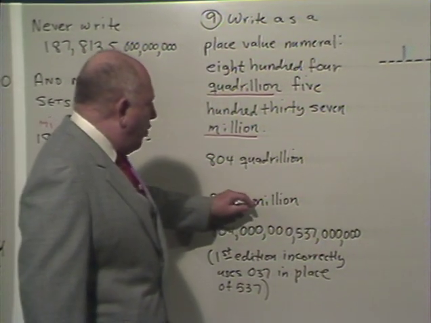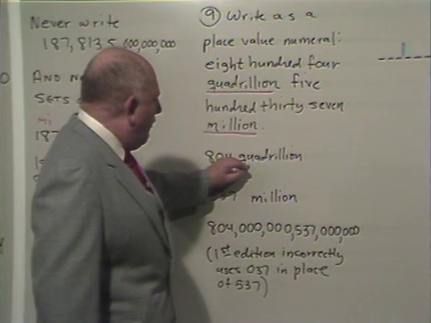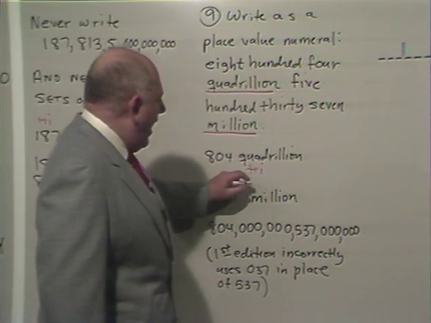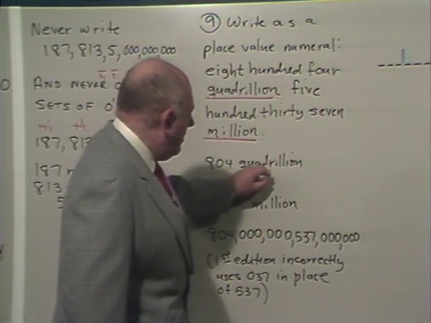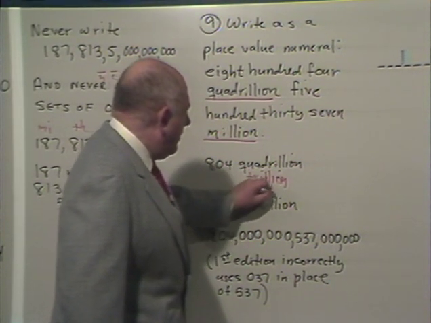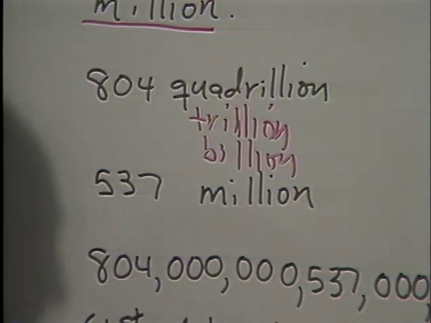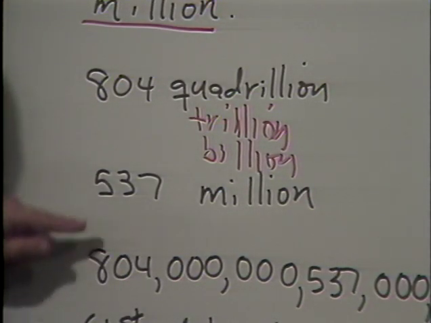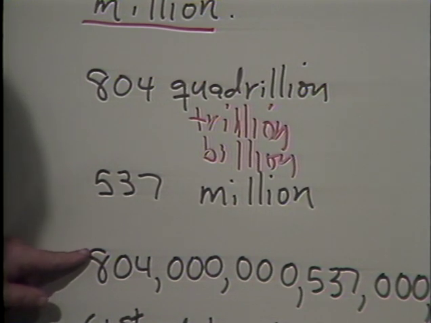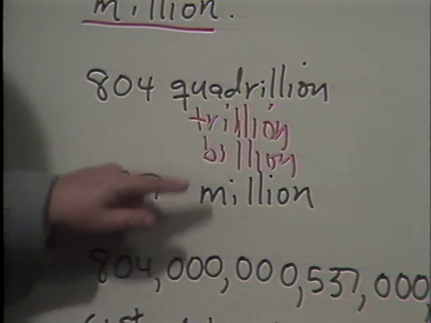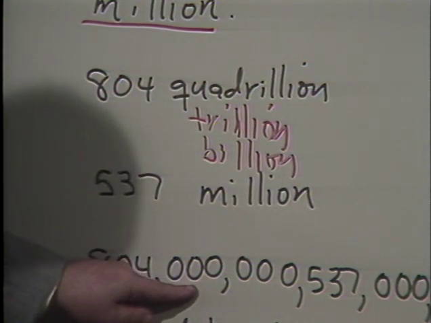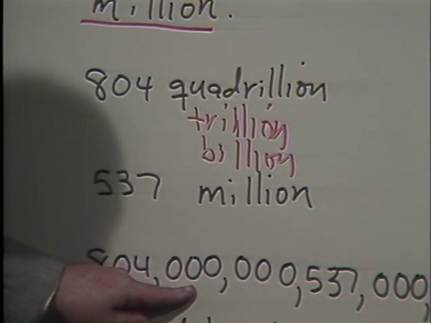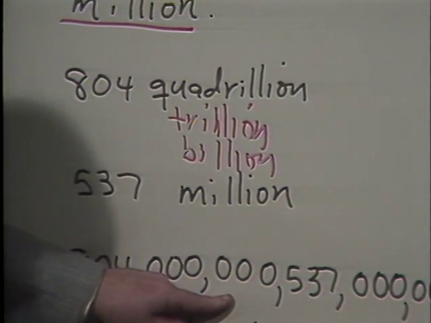What comes between quadrillions and millions? Before quad comes tri, and before tri comes bi. So it's trillion and billion. So what I could do is this. I start with the 804 and write that down. Now, that's quadrillions. How many trillions do I have? None, because they're not mentioned. How many billions do I have? None, because they're not mentioned. So I have none in the trillions place, none in the billions place.